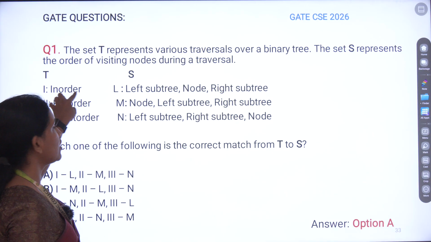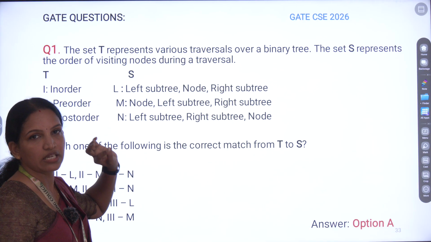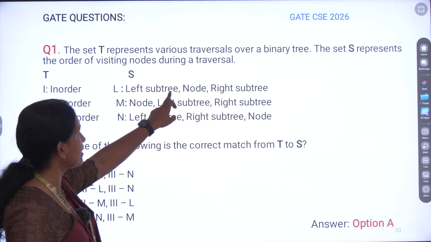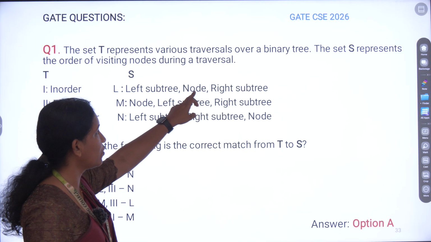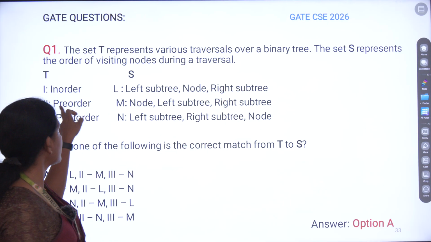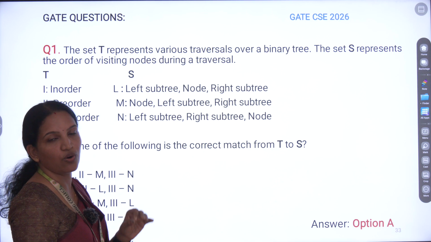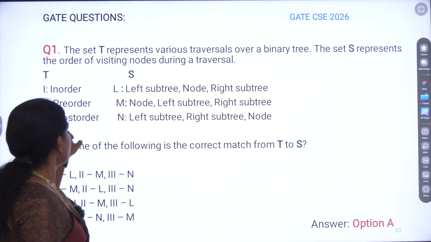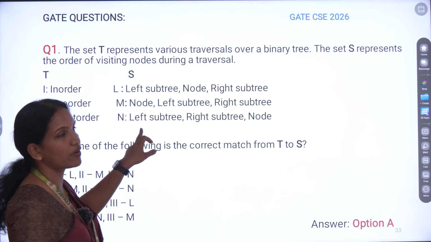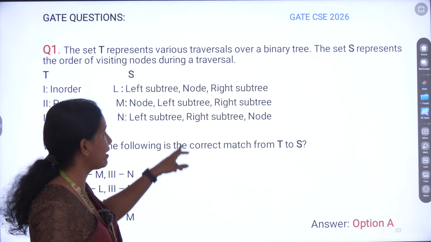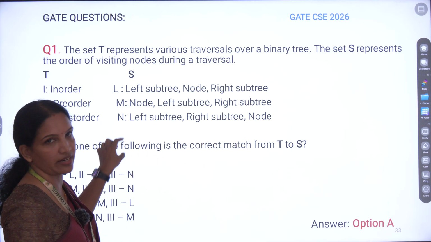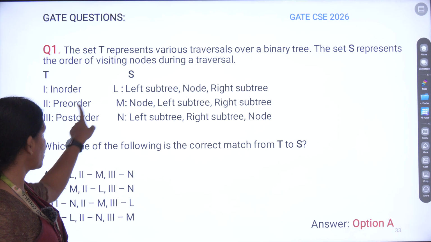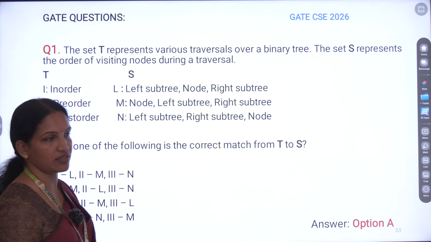Okay, so we know in-order means the order for visiting nodes is left, root and right. So this is clearly given here, the left subtree, node and right subtree. Next one is pre-order. Pre-order means the node, left subtree and right subtree. So that also is given as true. Then finally post-order. Post-order means left subtree, right subtree and the node. So that also is correct. So the correct option is option A, 1 to L, 2 to M and 3 to N. It matches.